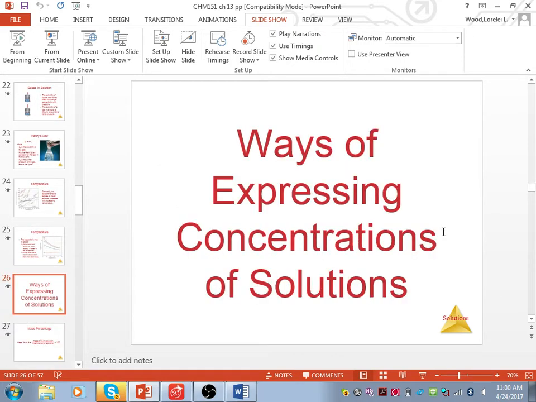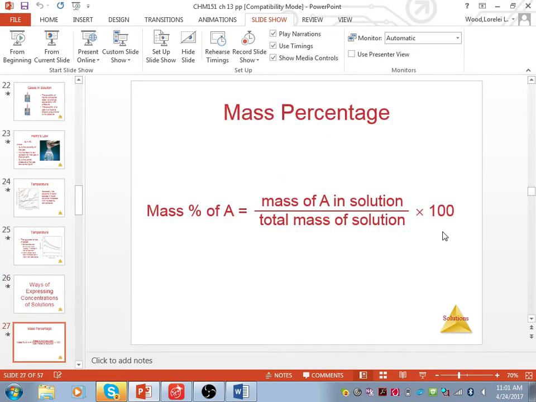All right, so now we get to the unpleasant part of solutions, which is using the math, but it's super simple math, and you guys have used this kind of stuff before. All right, first math we're going to use is mass percentage. Now I'm going to use the same solution for every single calculation that we do. So mass percentage is the mass of A in solution divided by the total mass of the solution.